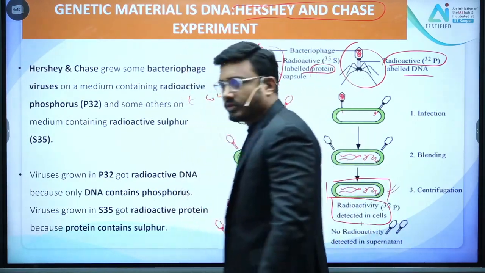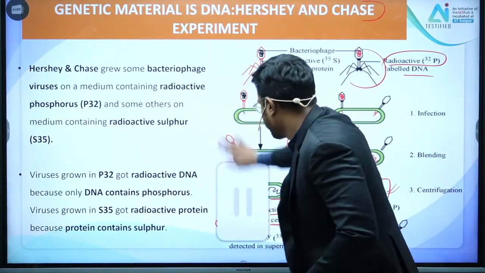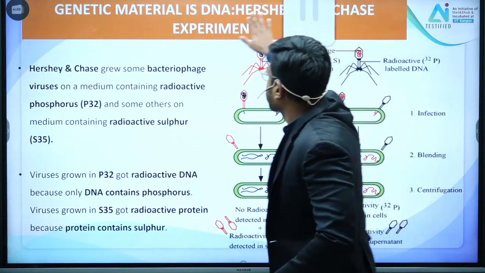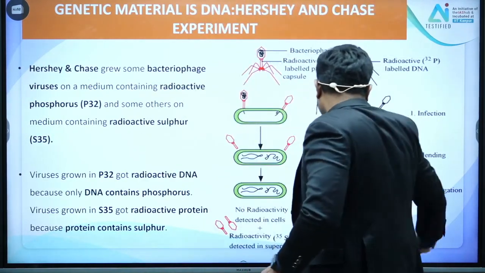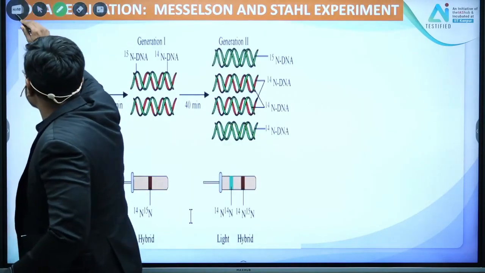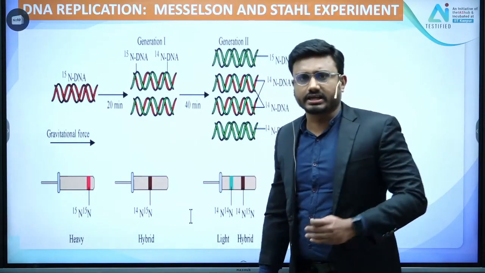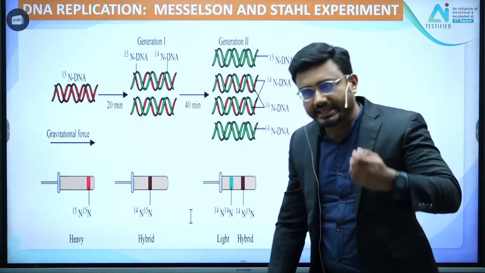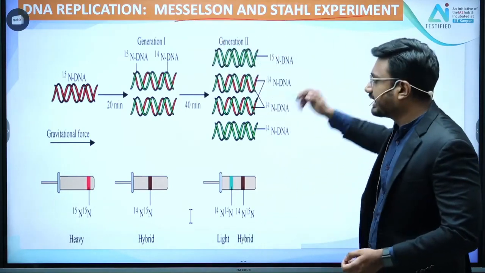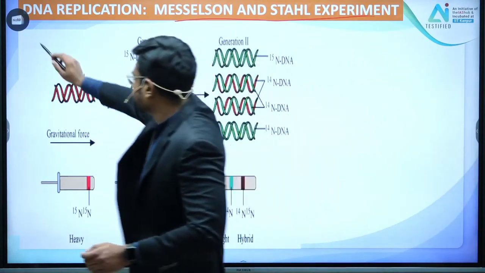So now let us move ahead to the next concept. DNA replication: DNA replicates semi-conservatively. It was proved with the help of the Meselson and Stahl experiment. Now let us understand what they did in this experiment.